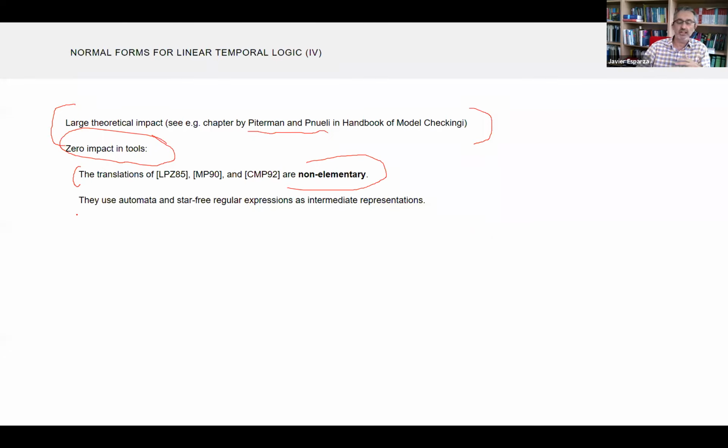And moreover, they are highly indirect. It's not like the conjunctive normal form, where you apply a couple of syntactic rules and go directly from formulas to formulas. Here, you go from a formula to an automaton, then from an automaton to a star-free regular expression, and then from a star-free regular expression to another formula. So actually nobody, as far as I know, has ever cared to implement this.